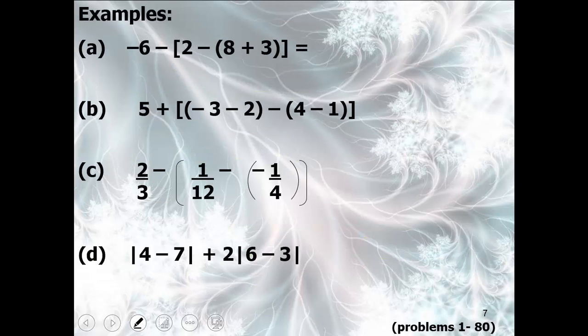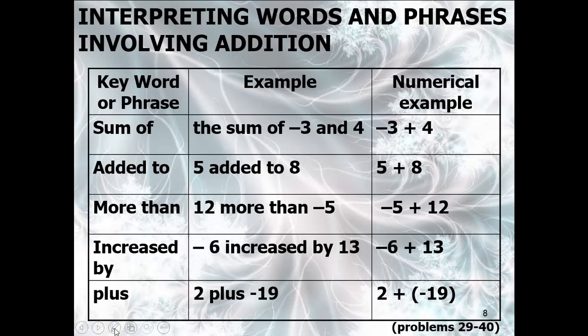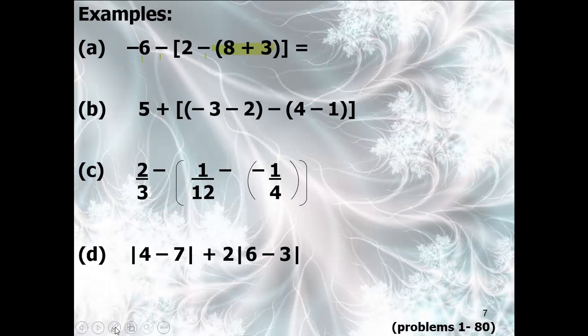Let's do a couple of examples here. We have negative 6 minus bracket 2 minus parenthesis 8 plus 3 parenthesis bracket. So let's start right in here at the 8 plus 3. 8 plus 3 is 11, so I have negative 6 minus bracket 2 minus 11.